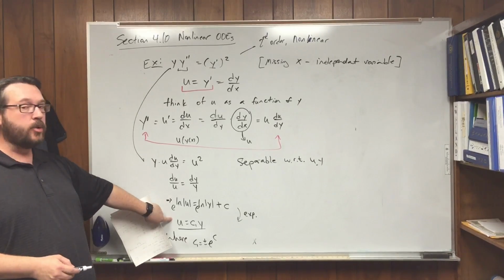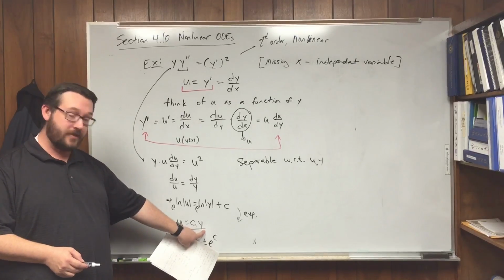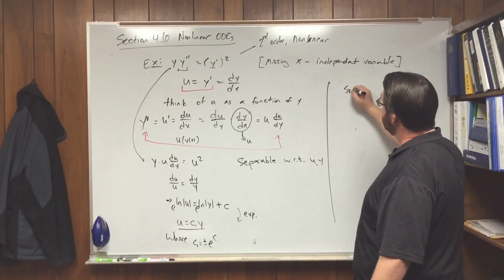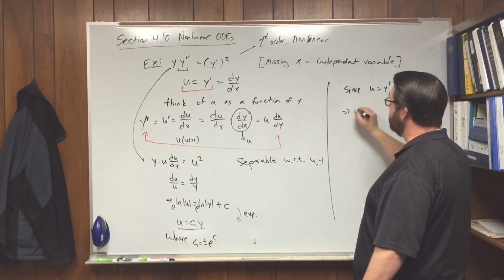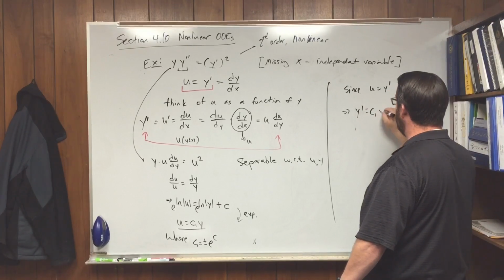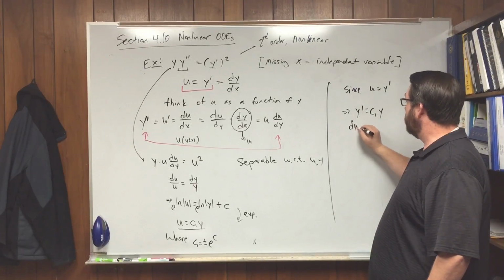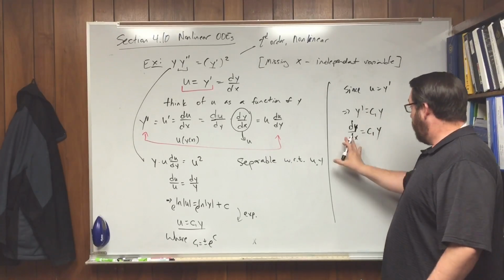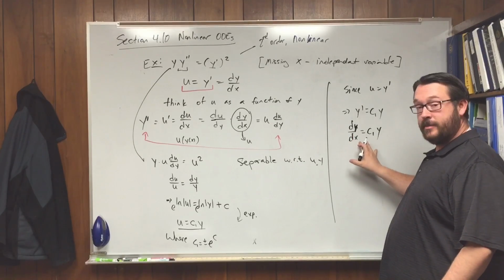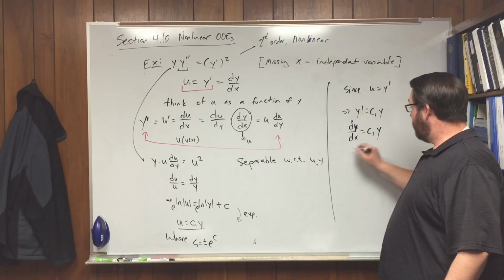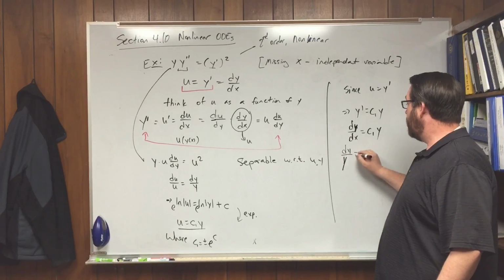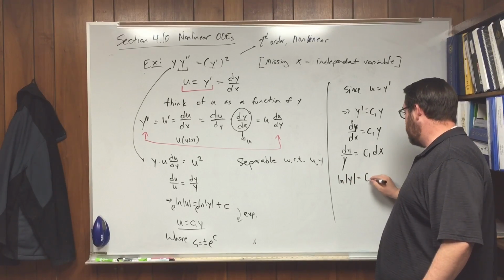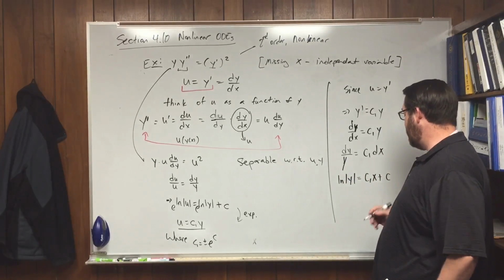Now this, we can't integrate the same way because now we're going to assume y is a function of x. We want to solve this, but make the substitution now. Since u is y prime, I can replace u with y prime equals dy dx equals c1 y. Solving this is, again, using the separability of it. Divide the y across, dy over y equals c1 dx. Integrate both sides, natural log of y is equal to c1 x plus some other constant c.